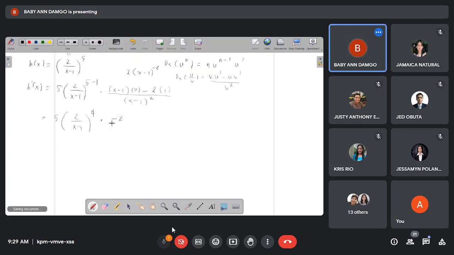So simplify, this is 5 times 2 over x minus 1 to the power of 4 times negative 2 over x minus 1 squared. Okay? So simplify ka ni, 2 to the power of 4 is 2, 4, 8, 16 times 2, this is 32. So 32 times 5, so this is negative 160 all over x minus 1 to the power of 6. Okay? So in which mao ni ang derivative.